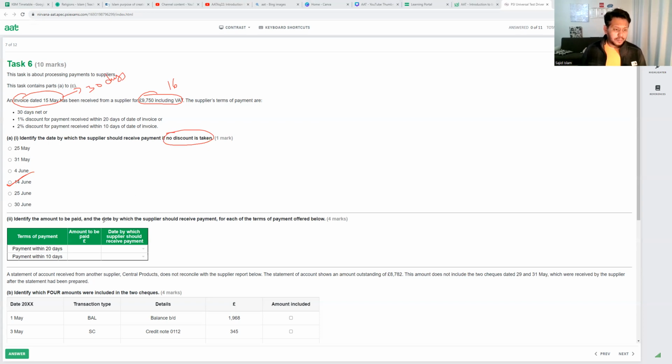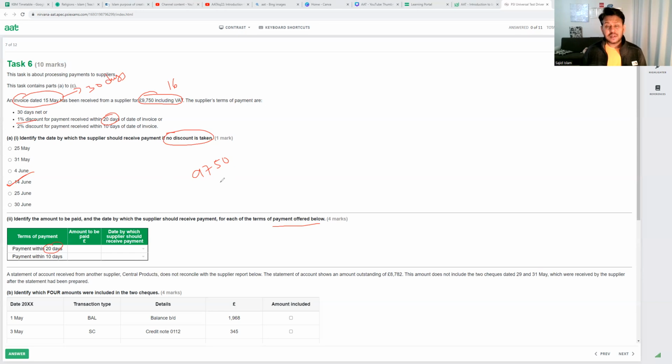Identify the amount to be paid and the date by which the supplier should receive the payment for each of the term payments offered below. Okay, so if I'd like to pay within 20 days, how much amount should I pay? So let's have a look. 9750 is the full amount, that is 100%. If I pay within 20 days, I will get 1% discount. That means I'm going to pay 99%.